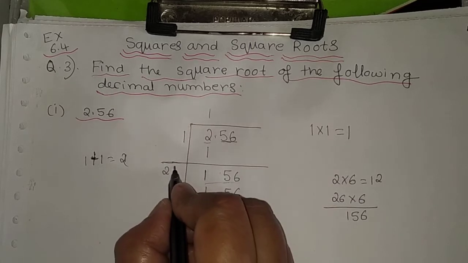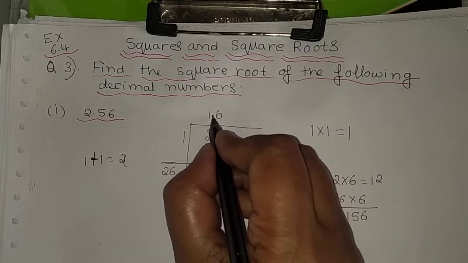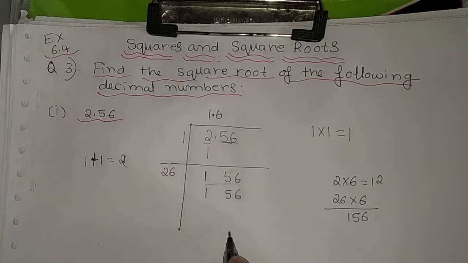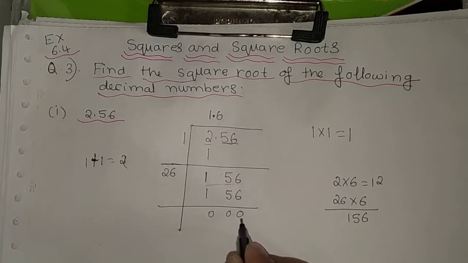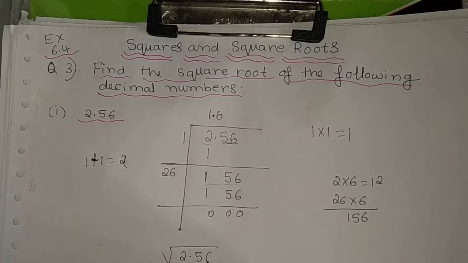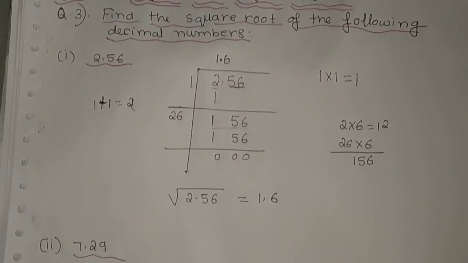So here, 6 is a, here, 6 is a. So we have to put the decimal point in between these two numbers. So minus these two, what we get? 0. So this is the solution for this decimal number. That is square root of 2.56 is equal to 1.6.